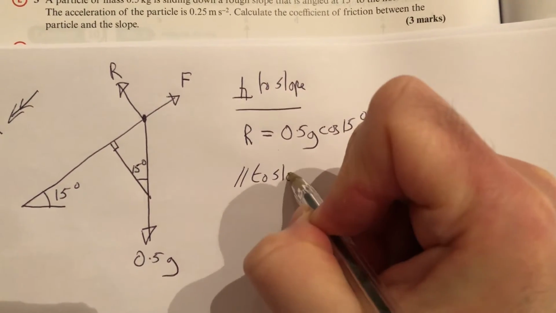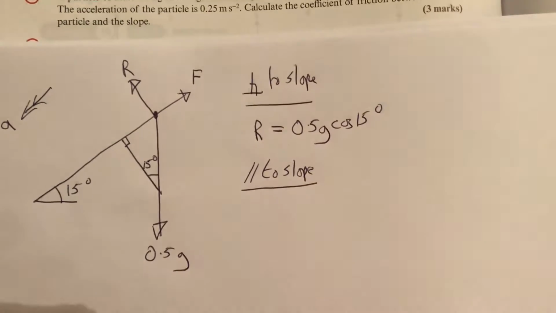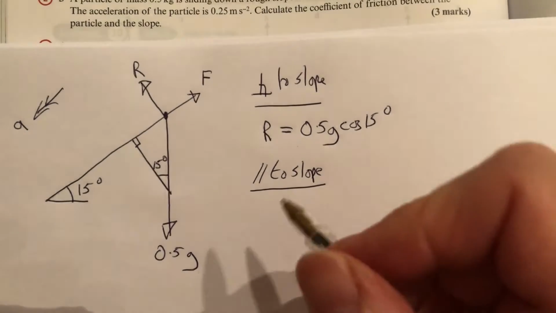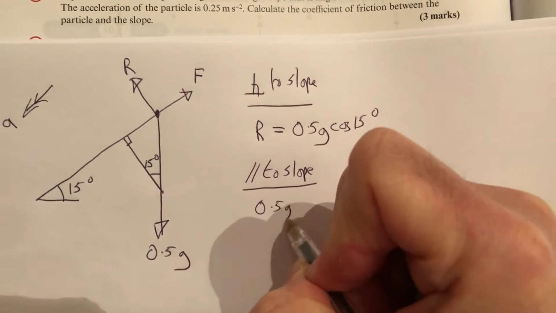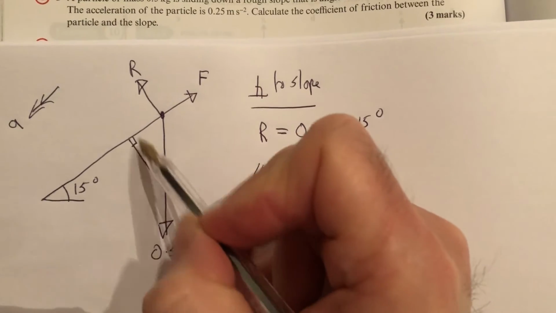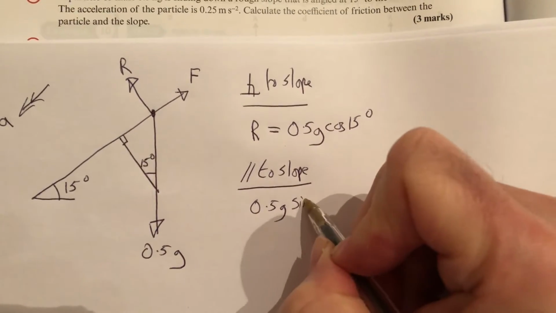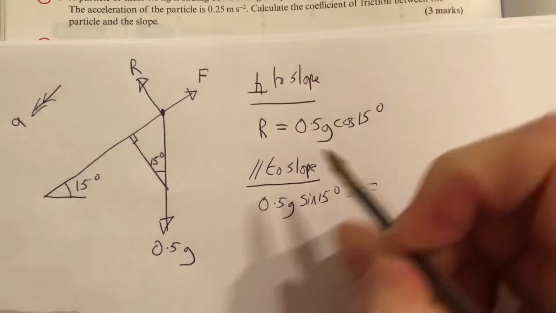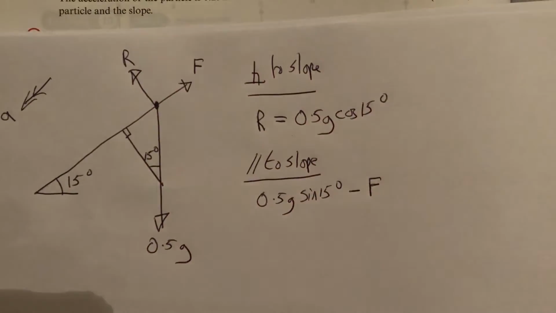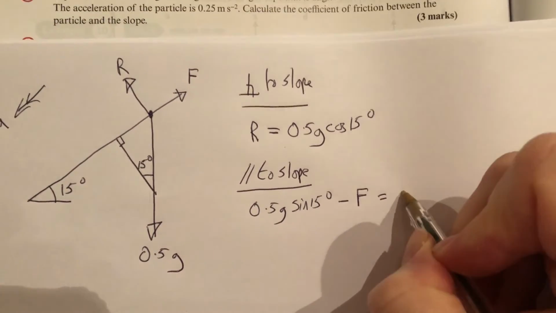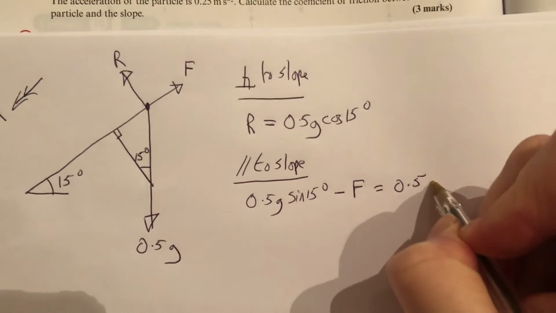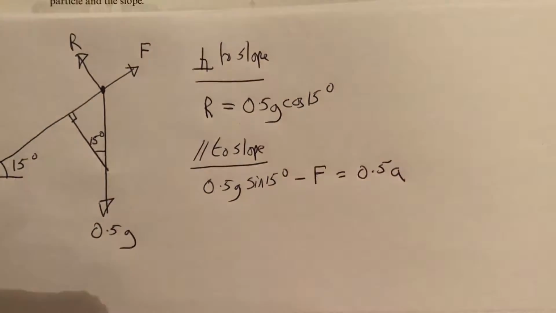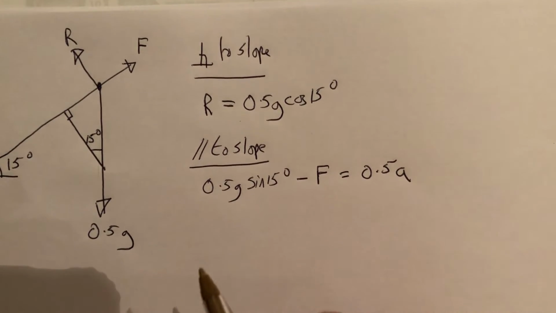Parallel to the slope comes next. Positive first of all, down the slope is 0.5g. And of course this one's going to be sine, because it's opposite 15 degrees. So 0.5g sine 15 degrees. Then opposing that is going to be the frictional force. So those are the only forces acting parallel to the slope. Because it's moving, that's equal to the mass, 0.5, times the acceleration, so 0.5a, like that. I can then rearrange that and make F the subject.